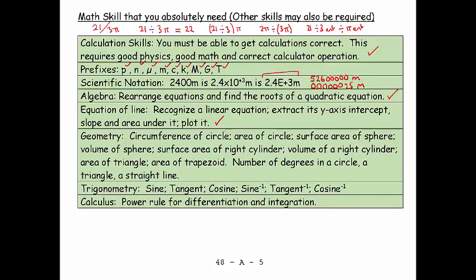I want you to know the equations for the circumference of a circle, the area of a circle, surface area of a sphere, volume of a sphere, surface area of a right cylinder, volume of a right cylinder, area of a triangle, area of a trapezoid, number of degrees in a circle, number of degrees in a triangle, number of degrees in a straight line. These questions, I will ask you about these in some exams. I'll just say, well, what's the equation for the surface area of a sphere? And if you know it, it's easy points, and if you don't know it, you've lost some points. So make sure you know these.